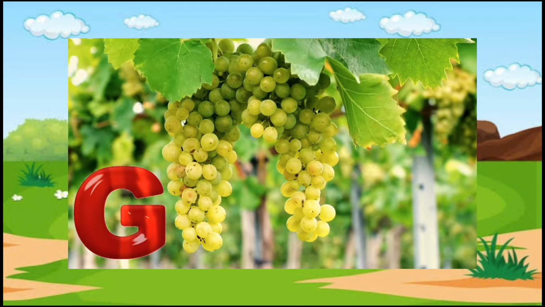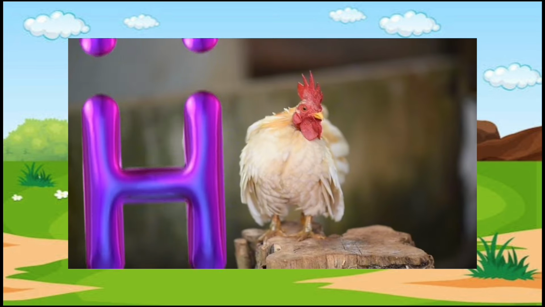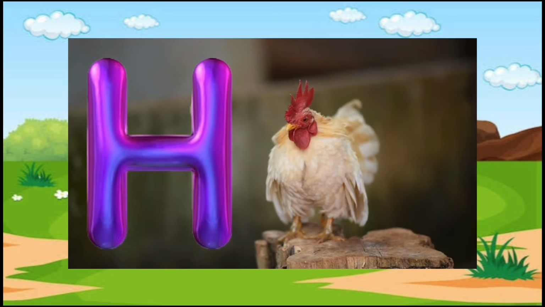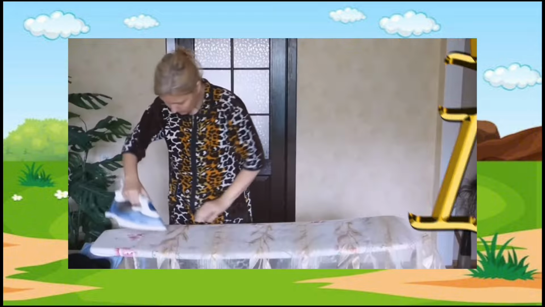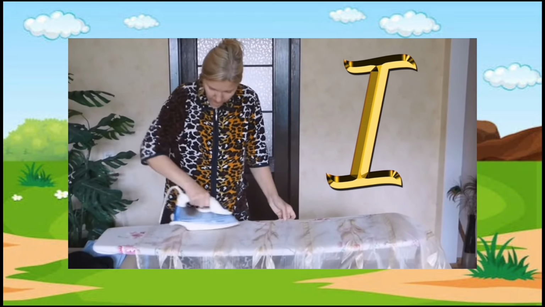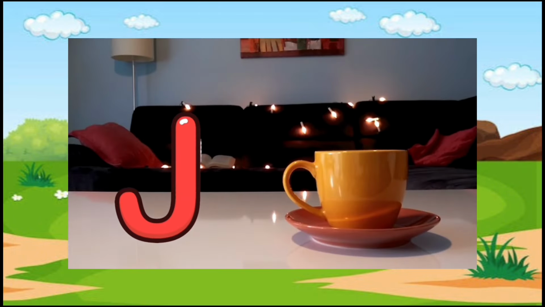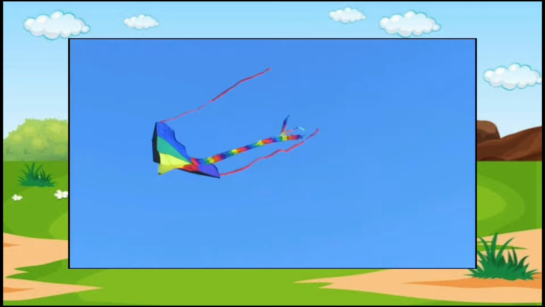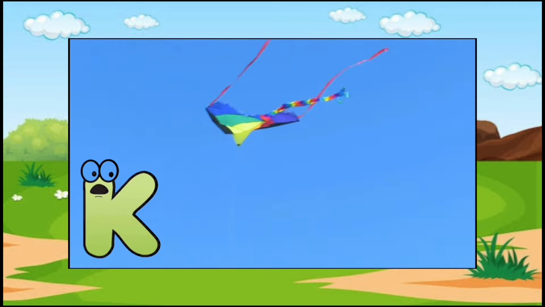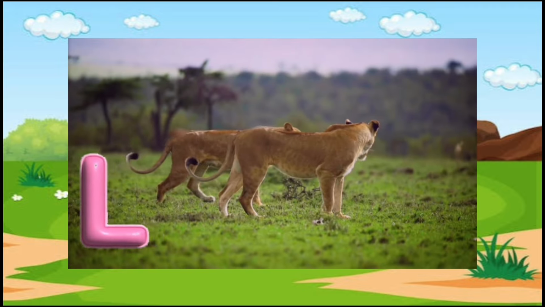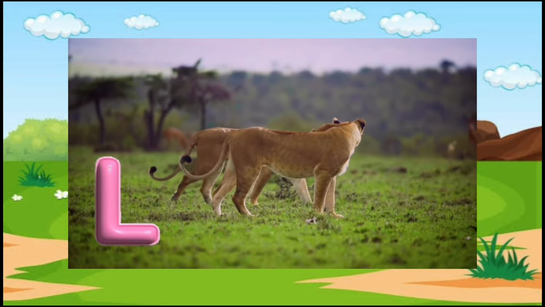G for grab, g, g, g. H for hand, h, h, h. I for iron. J for jug, j, j, j. K for kite, k, k, k. L for loin, l, l, l. M for monkey, m, m, m.